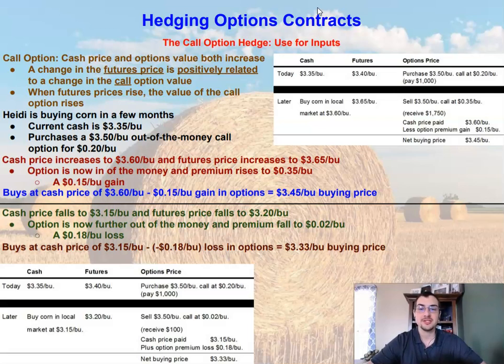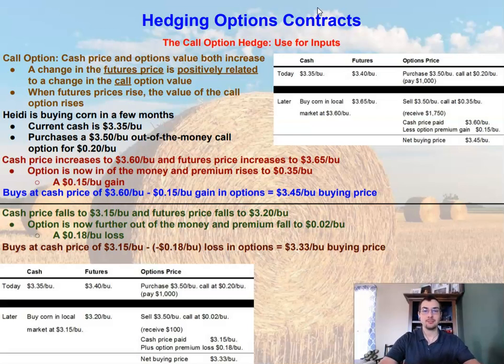So we're going to use this call option so that if the commodity price goes up, we're going to make money on the option, and we're going to use that money we make off the option to offset our additional cost of buying that particular commodity.